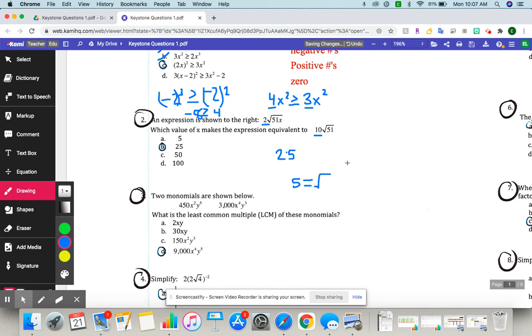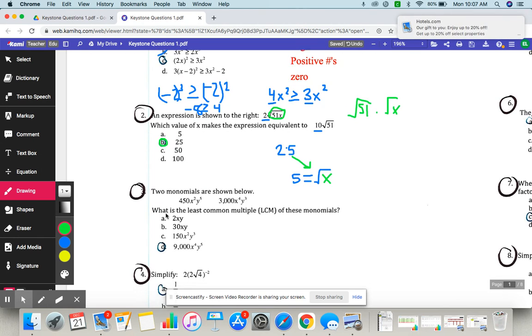Since we know from the product property of radicals that the square root of 51x is the same as the square root of 51 times the square root of x. Therefore, this 5 is representative of the square root of x, while the square root of 25 equals 5, and therefore that is your answer.